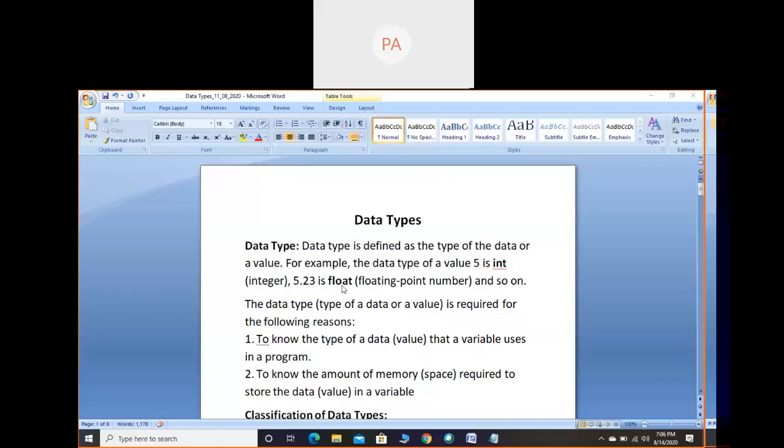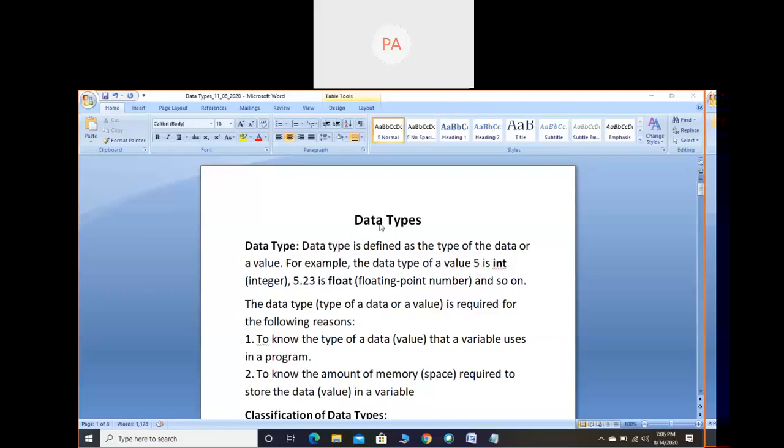Okay, so here data type is defined as the type of the data. Type of the data means for 5 we will call it data type integer. For 5.23 we will call it a floating point number. So it depends on the type of the value we are using. So if we give the type, then it is called data type.